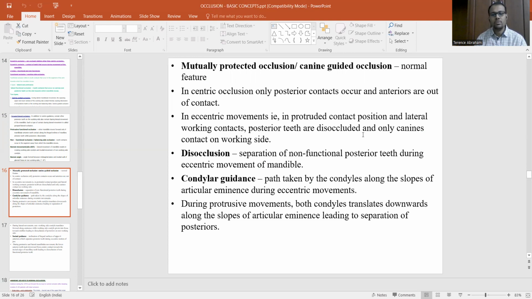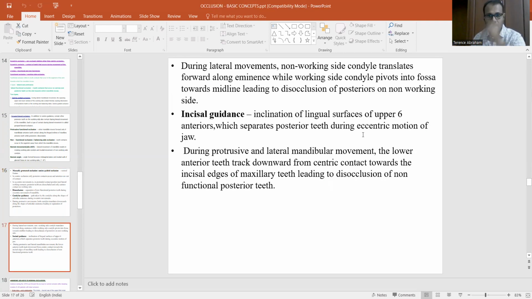During protrusive movement, what happens? The condyle translates downward along the slope of the articular eminence, leading to the separation of the posteriors. So coming to the next, the same thing applies to the various paths taken by the condyle during protrusive movement as well as during lateral movement of the mandible, as I mentioned before.